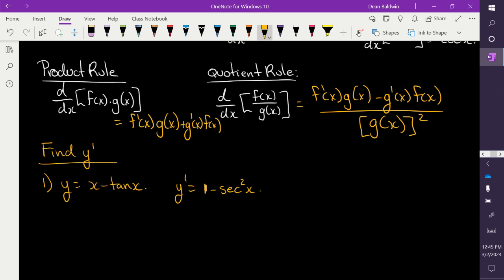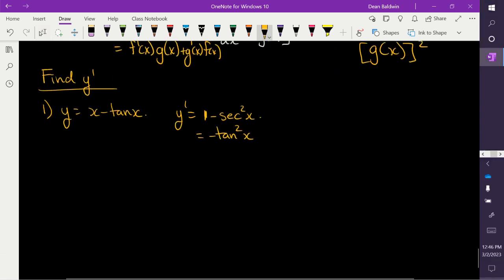Oh, you all have different colored sheets. Tan squared? Is it negative tan squared or is it tan squared? Negative tan squared. Okay. It's negative. Whoa. It's negative tan squared.